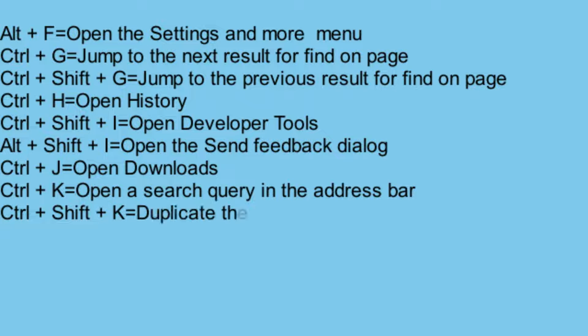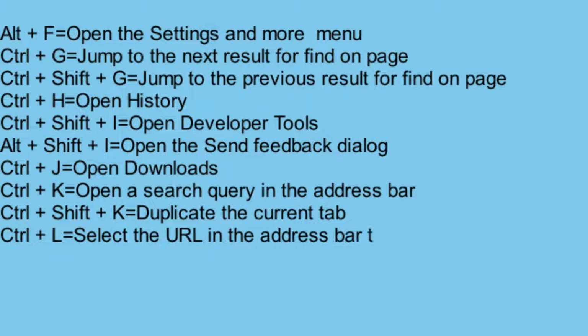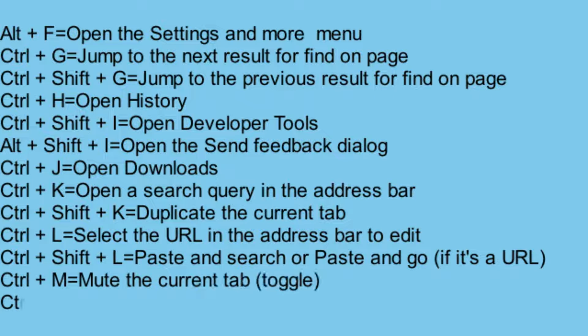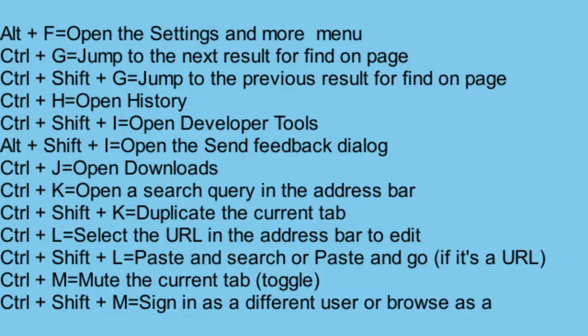Control-Shift-K equals duplicate the current tab. Control-L equals select the URL in the address bar to edit. Control-Shift-L equals paste and search, or paste and go if it's a URL. Control-M equals mute the current tab, toggle. Control-Shift-M equals sign in as a different user or browse as a guest.